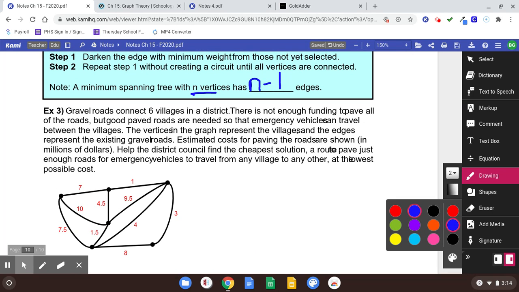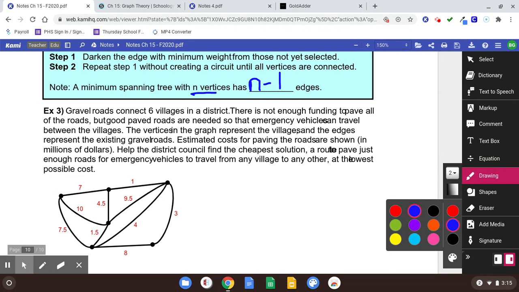Example three says, gravel roads connect six villages in a district. There's not enough funding to pave all the roads, but good paved roads are needed so emergency vehicles can travel between the villages. The vertices in the graph represent the villages, and the edges represent the existing gravel roads. Estimated costs for paving the roads are shown in millions of dollars. Help the district council find the cheapest solution, a route that paves just enough roads for emergency vehicles to travel from any village to any other at the lowest possible cost. Sorry about the quality of the text there. Something got messed up.